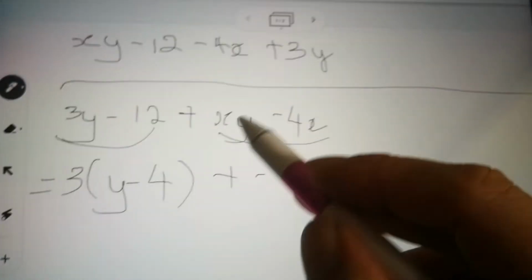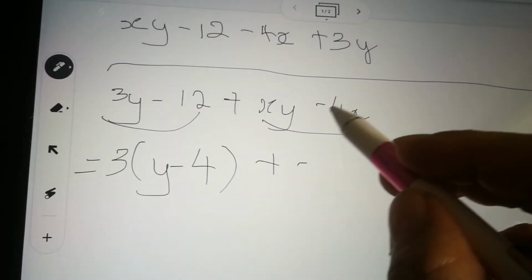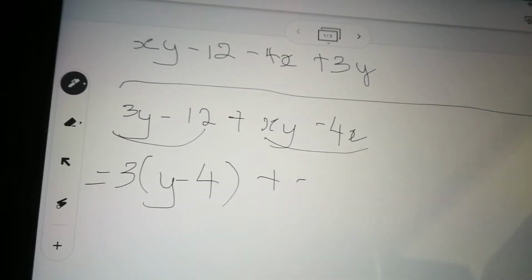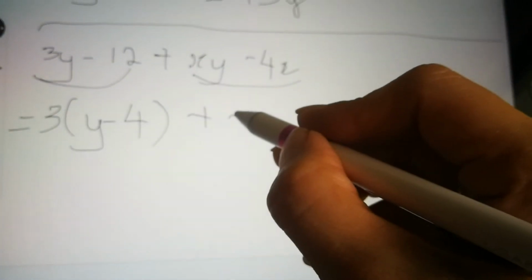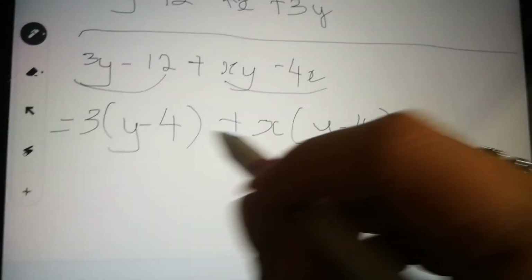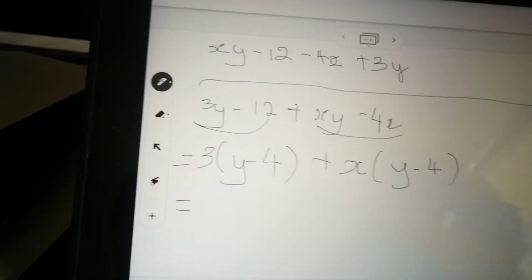Okay, what is common first? 3. No, this is xy, this is minus 4x. I'm going the wrong way. So then it's not the same as yours, huh? It's not the same as yours. Okay, x, y according to minus 4. Yeah, x then y minus 4. y minus 4. Okay? If you reshuffle it this way, it's very easy.